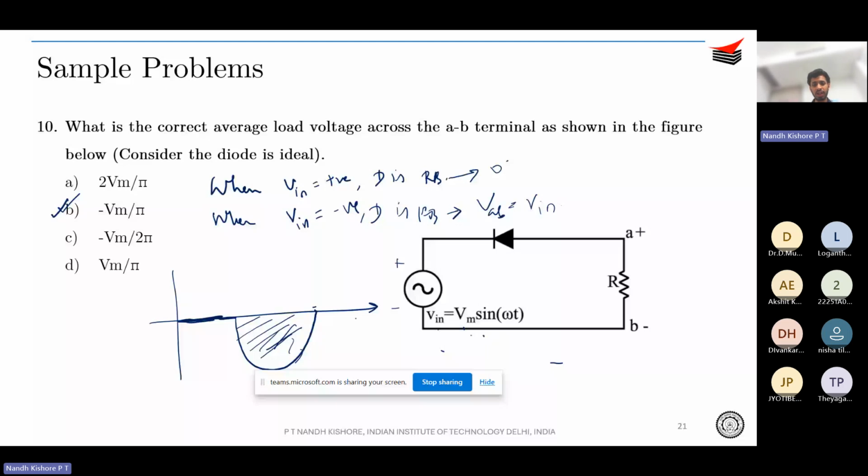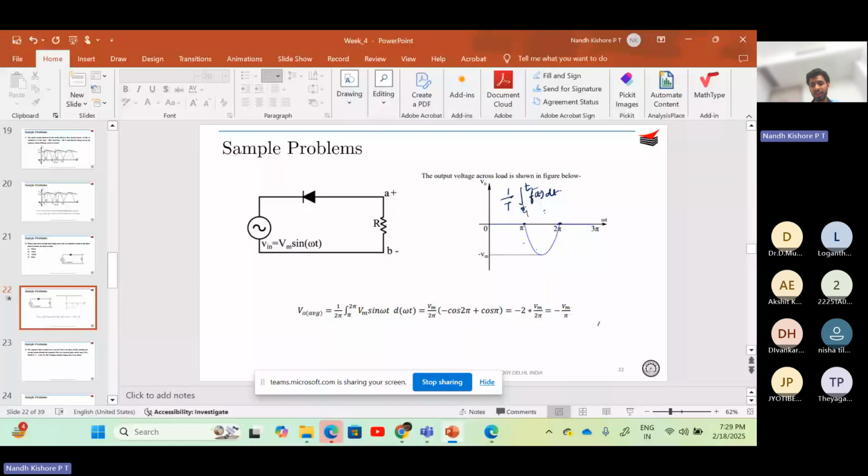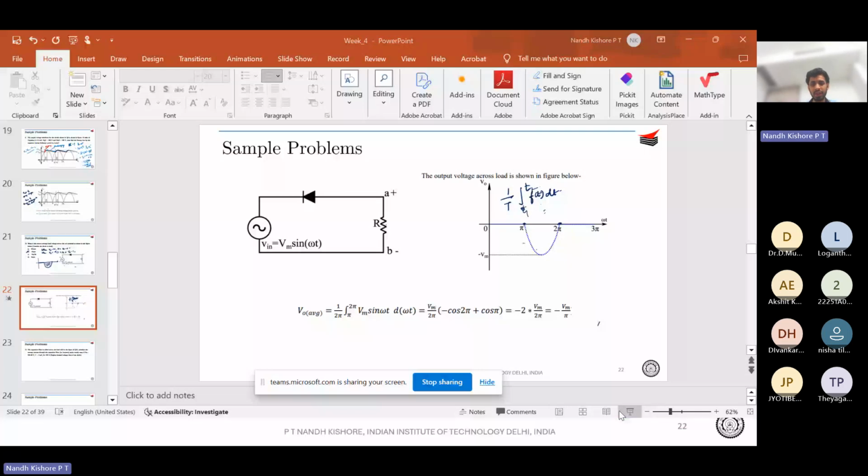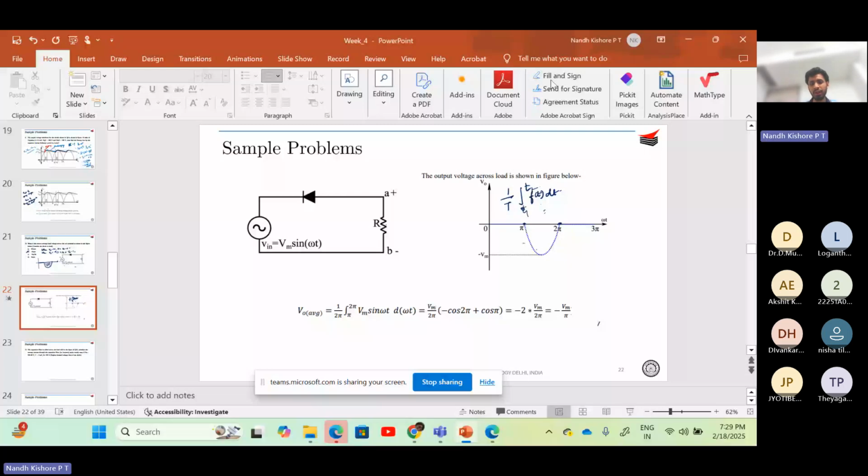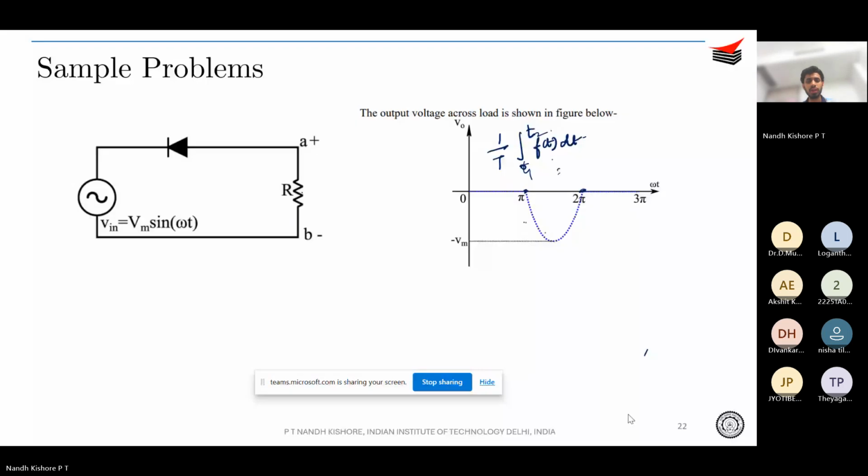Did you understand this question? Any doubts? I did not solve it straight away, but I think this is pretty straightforward, correct? You just need to find out the area and divide it by the total time period. That will give you the average.